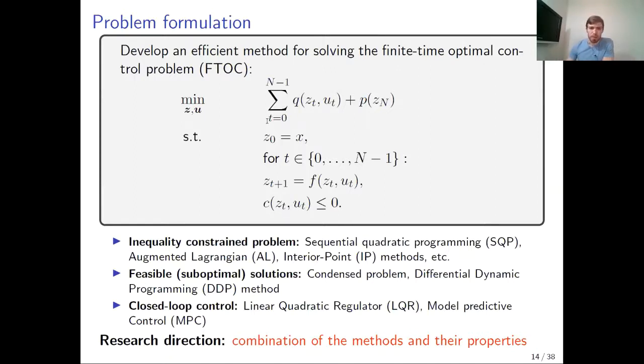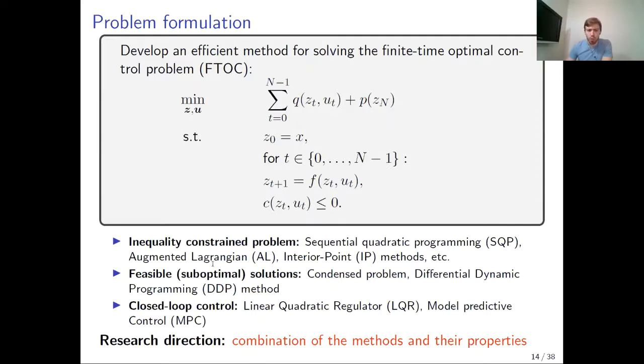So let's formulate the problem: we want to develop an efficient method for solving the finite time optimal control problem, stated like this. This problem is inequality constrained, so we have to use one of the techniques which allows us to handle the inequality constraints. This might be sequential quadratic programming, augmented Lagrangian techniques, or the interior point method. So spoiler, we will use the interior point method.